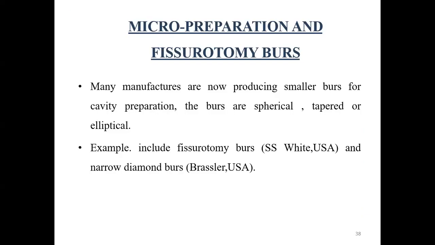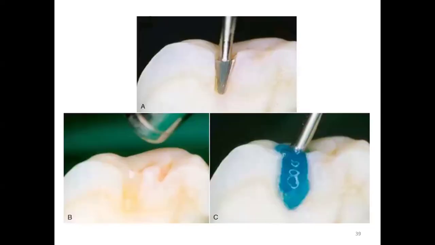Next is the micro preparation and fissurotomy burs. Many manufacturers are now producing smaller burs for cavity preparation. These burs are spherical, tapered, or elliptical. Examples are fissurotomy burs by SSY USA and narrow diamond burs by Brasseler in USA. These are different types of burs, smaller in size, so there will be less removal of the tooth structure.